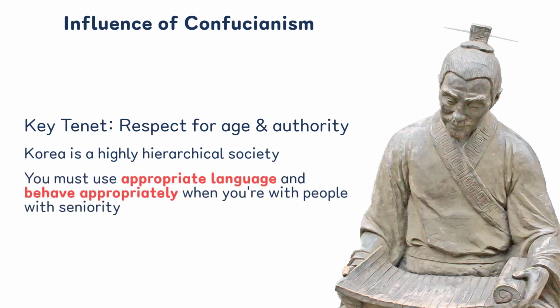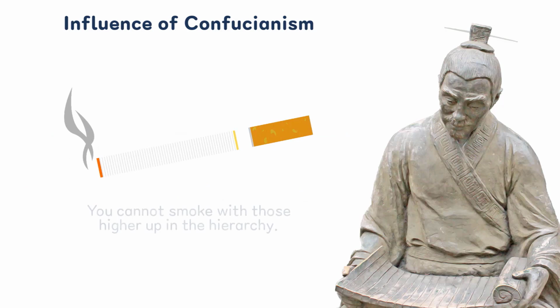And when we are with people with seniority, we have to use appropriate language, and we also have to behave appropriately. For example, in Korea, young people are not allowed to smoke cigarettes with older people. And if you want to have a cigarette when you're with older people, you have to excuse yourself and have a cigarette somewhere else. It's considered extremely rude to smoke together with people you should be respectful to. You can, however, smoke with people higher up in the hierarchy if they allow you to.